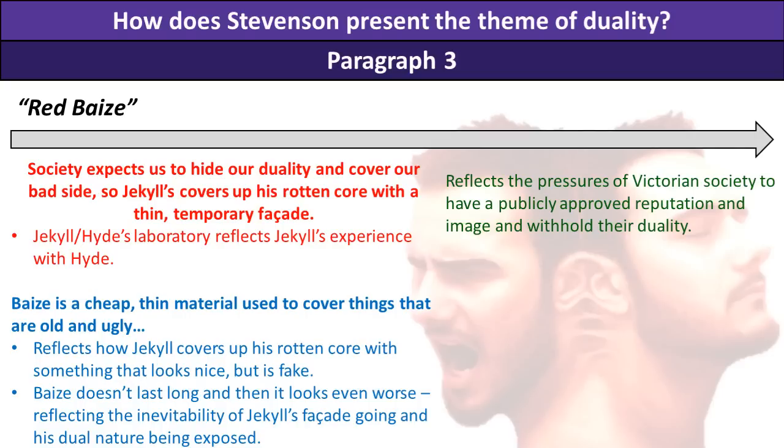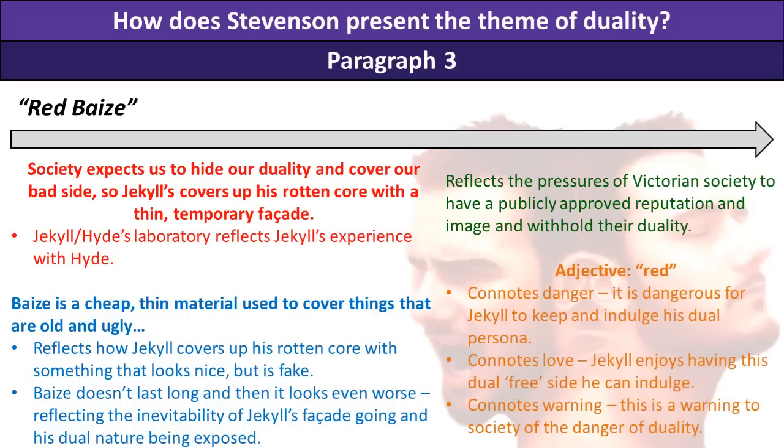This reflects the pressures of Victorian society, for he has to have a publicly approved reputation and image and withhold his duality and his true desires. But I love this quote because of the adjective red, and you can run with this as far as you like. So this connotes danger, so it's dangerous for Jekyll to keep and indulge his dual persona. But red also connotes love, so Jekyll enjoys having this dual free side he can indulge. But red also connotes a warning, so this is a warning to society of the danger of our duality. We have to accept it, appreciate it, understand it, and if we hide it, more damage will be done.